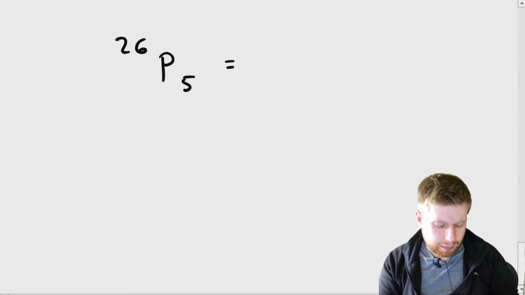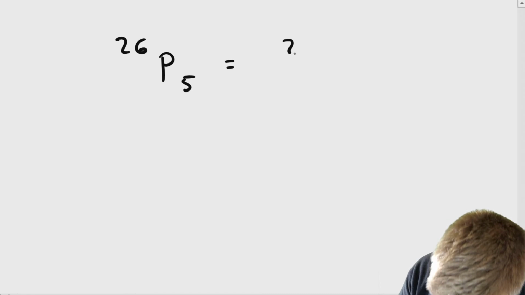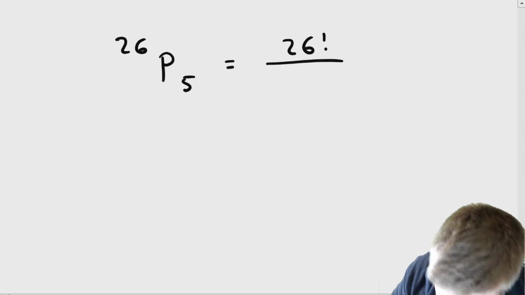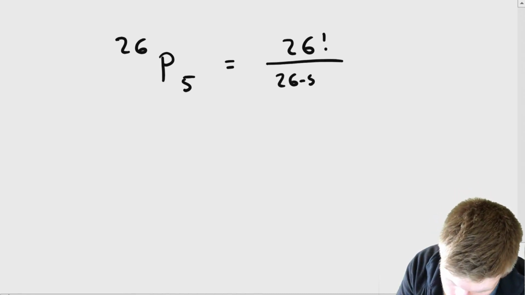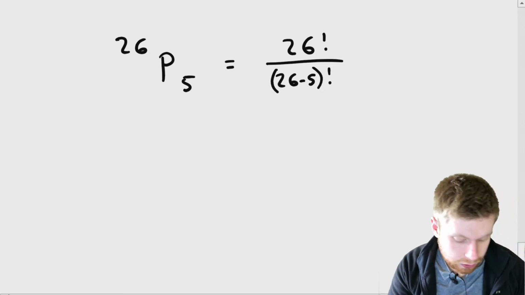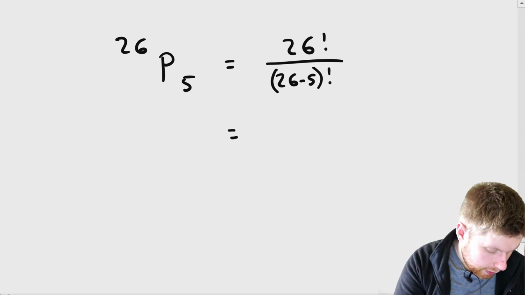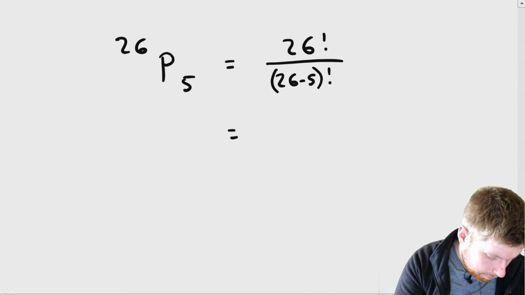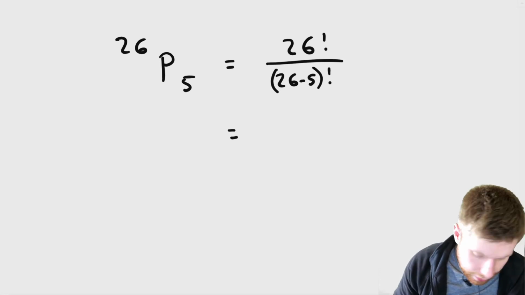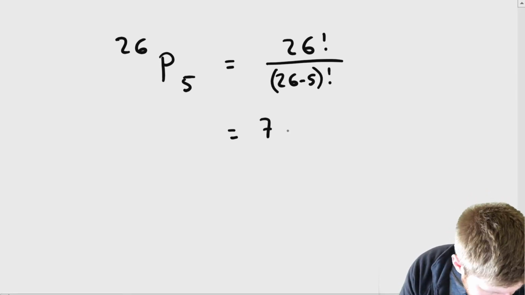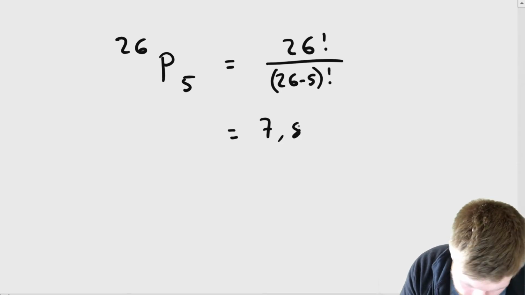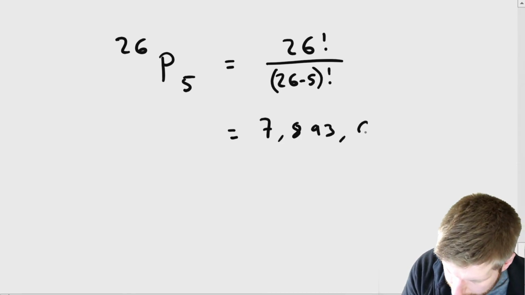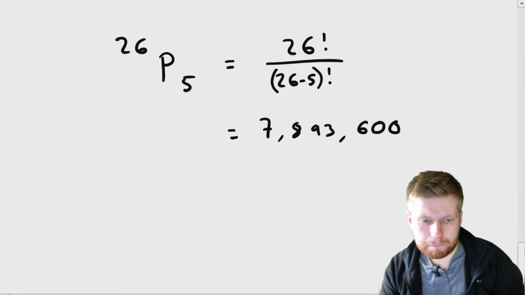And again, I can stick this in my calculator or I can just simply write out the formula. So 26 factorial divided by the 26 minus 5 that weren't chosen. 26 minus 5 factorial. Okay, so let's see this. Got 26P5. And that gives us a big number. So that's 7,893,600. Okay.